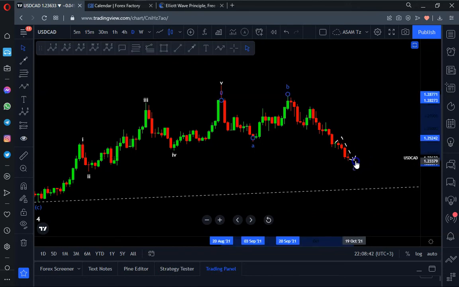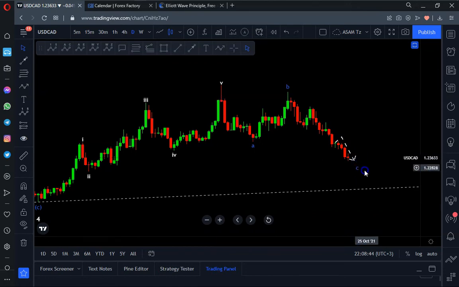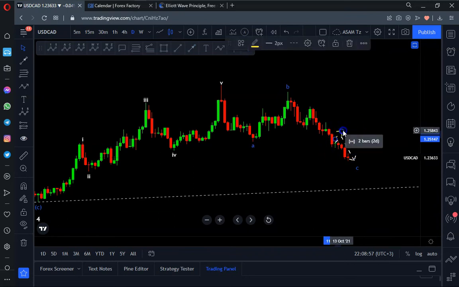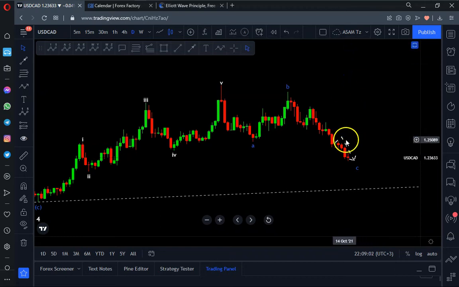In the completion of the formation of this wave C, what the market did was a very short move to the upside. We have this bullish candle here, a very small bullish candle. So the correction was not to the extent that I was expecting. It was very short, but no problem at all, because the market kept on moving down in the direction where I was expecting.